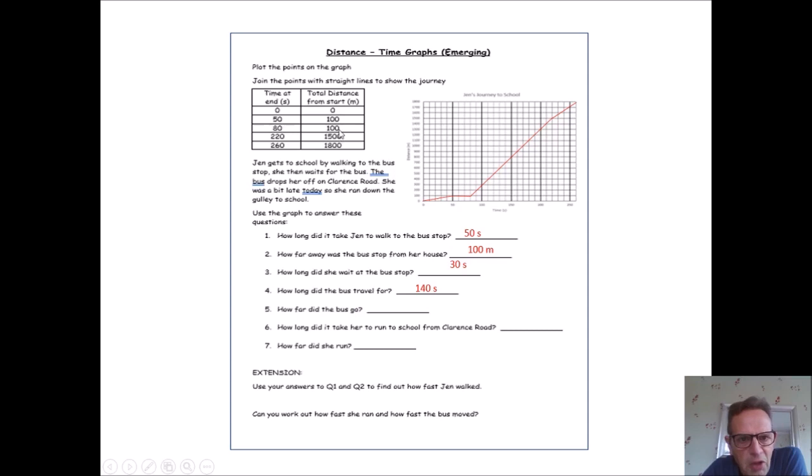How far did the bus go? Well, the bus has picked her up here 100 metres from her house, and it's dropped her off 1,500 metres from her house. So she must have travelled 1,400 metres on the bus.